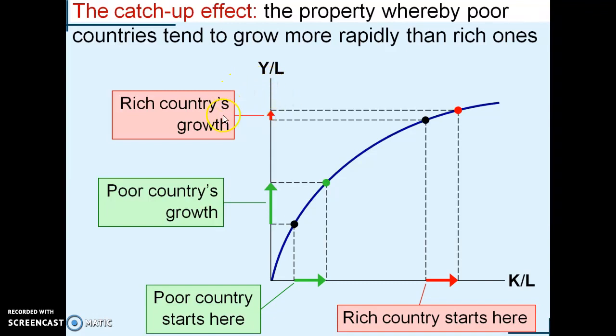So what this allows is the poor countries to grow faster and therefore catch up to wealthier countries when it comes to standard of living.